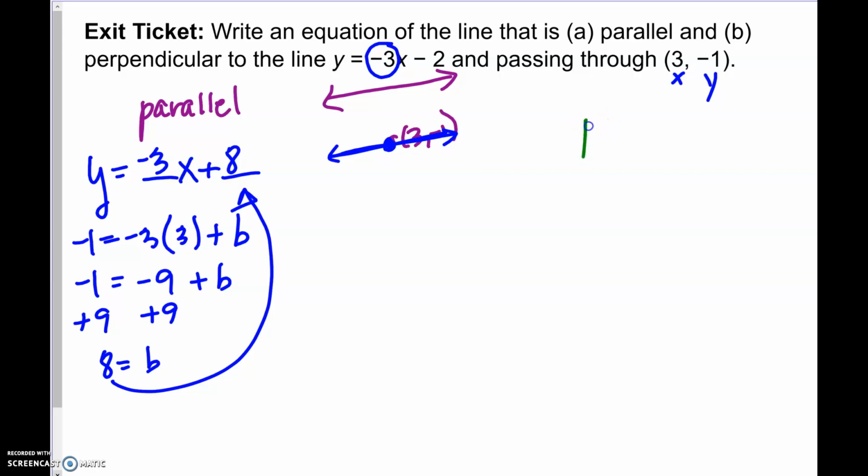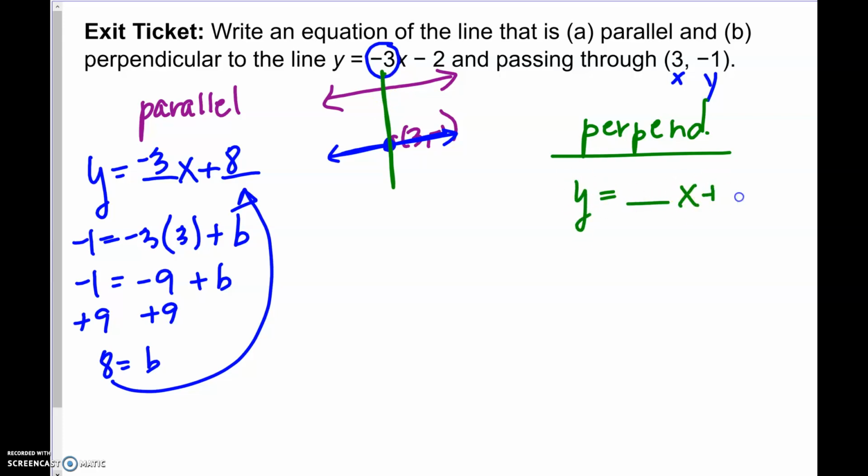Okay, now I'm going to do my perpendicular line. So when I do my perpendicular line, that is going to be this green line. Okay, it still has to go through that same point. So I'm still writing an equation. And now this time the green line is perpendicular to that purple line. If that slope is a -3, then the slope I'm going to use for my perpendicular, remember, is the opposite reciprocal. So I'm going to use 1/3. And it's still going through that ordered pair 3, -1. So I'm still plugging in those same numbers for x and y. And I'm going to solve for this y-intercept.